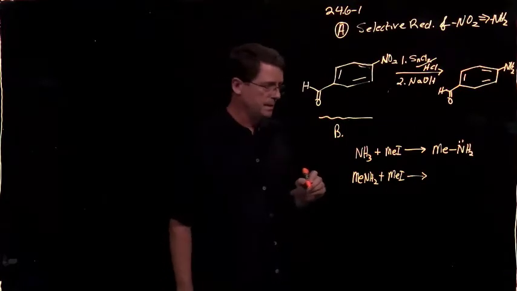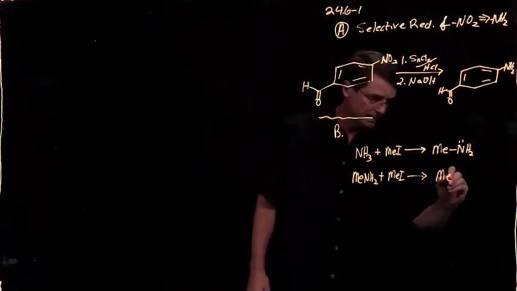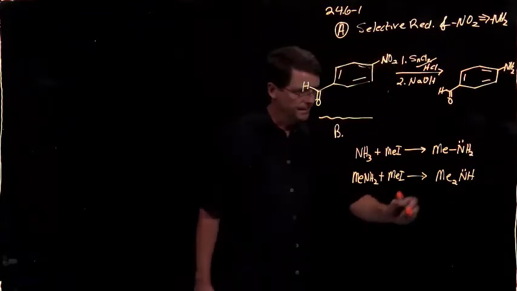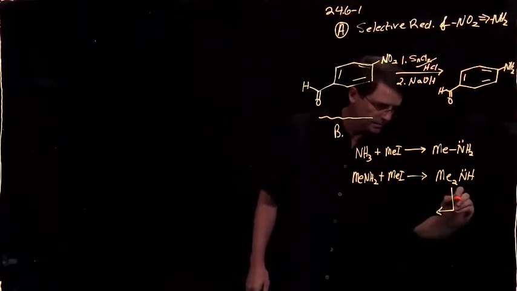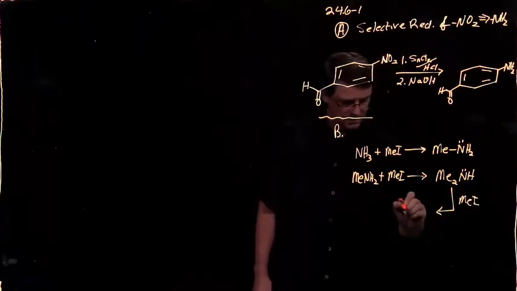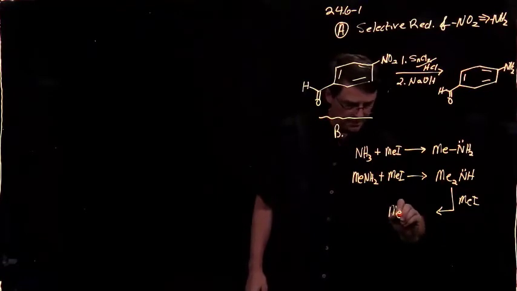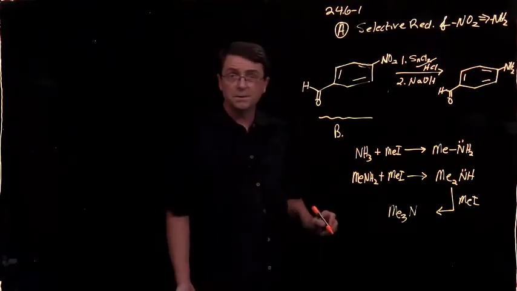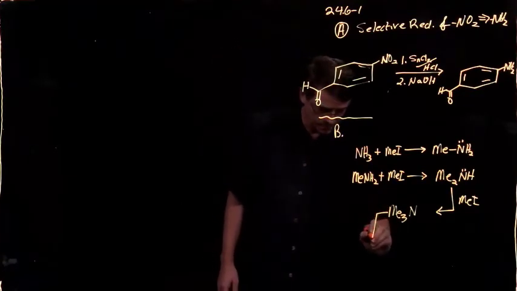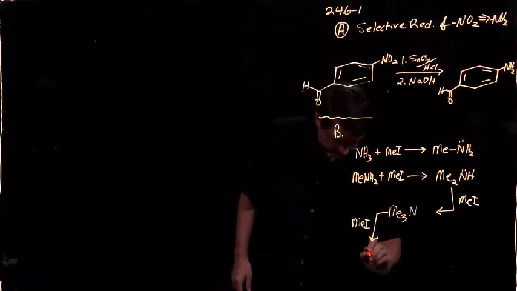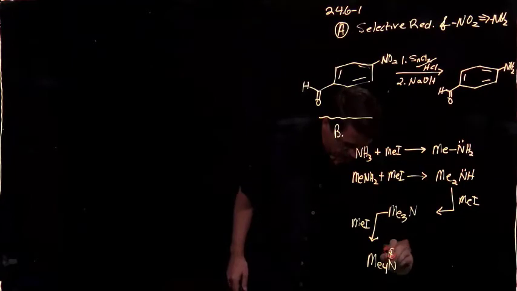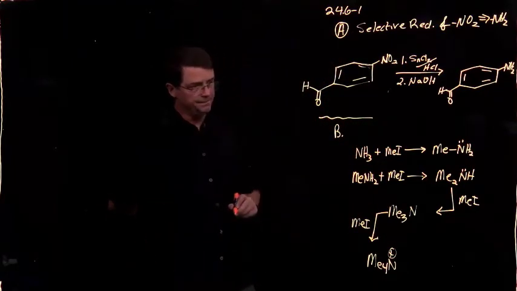So methylamine will react with methyl iodide again to make the dimethylamine, and this will just continue. Methyl iodide again to make trimethylamine, and guess what? It doesn't stop there. You can't control this with stoichiometry. It'll react with another methyl iodide. Now here it does stop, because we have fully alkylated the amine.